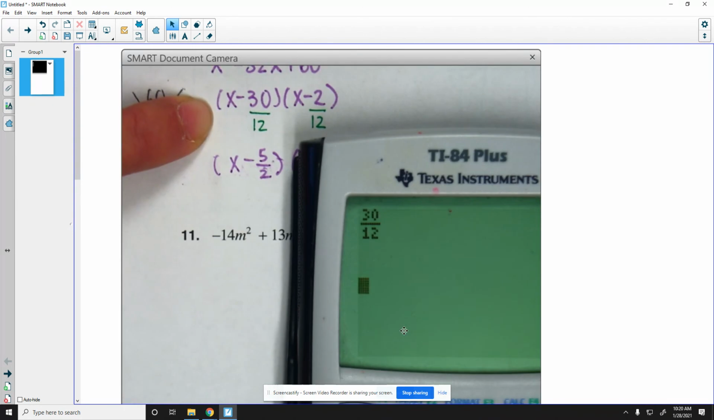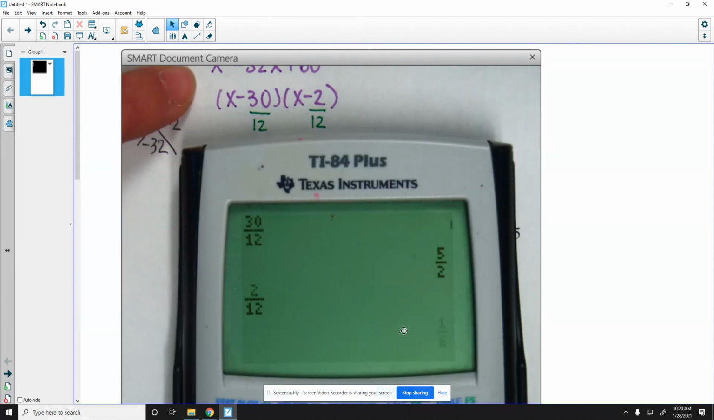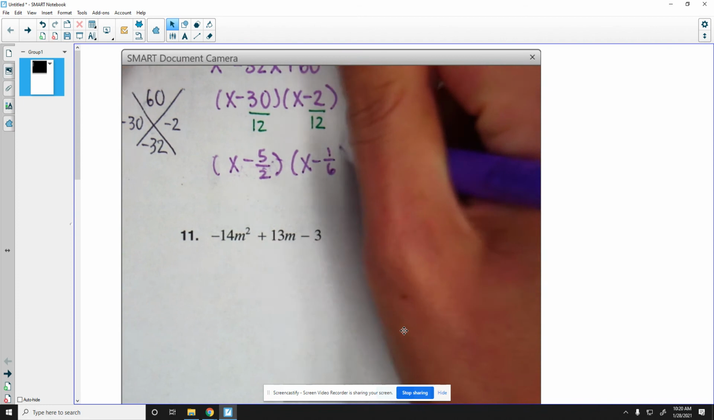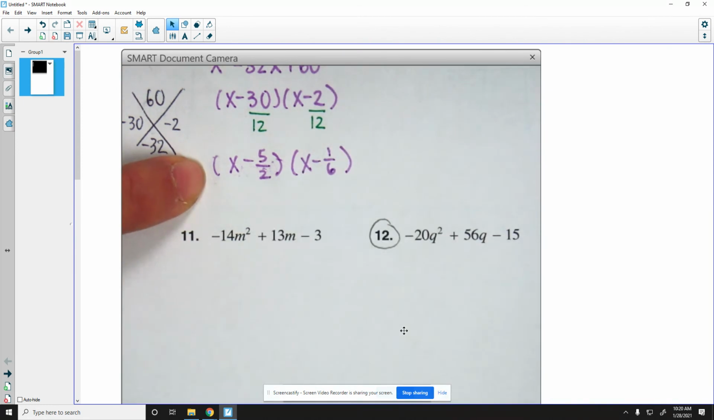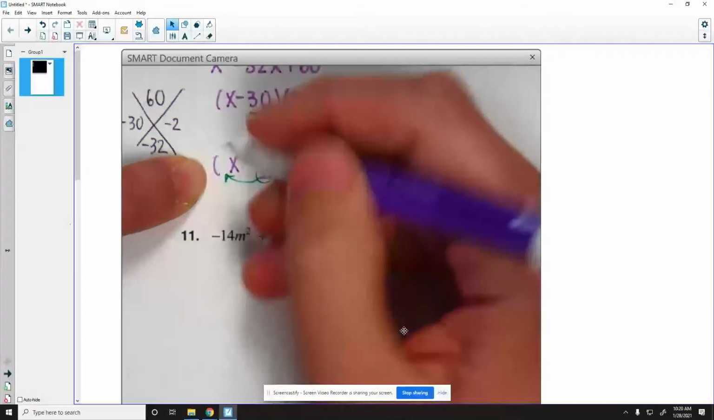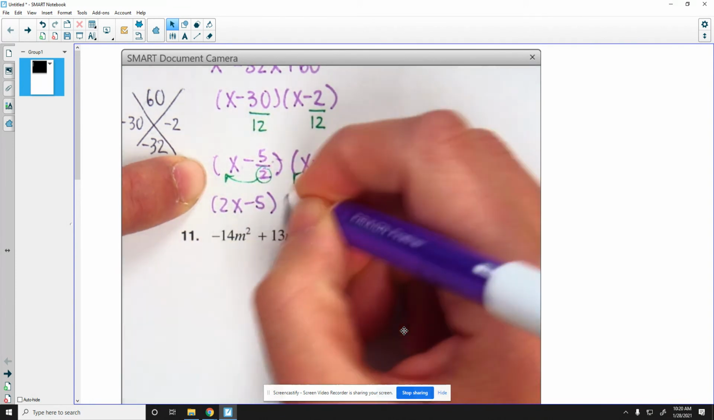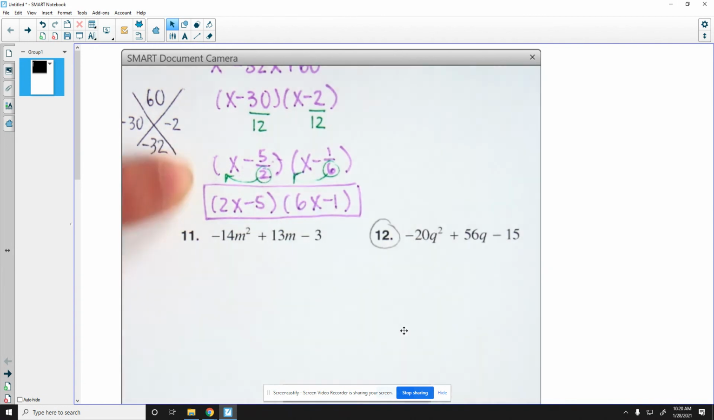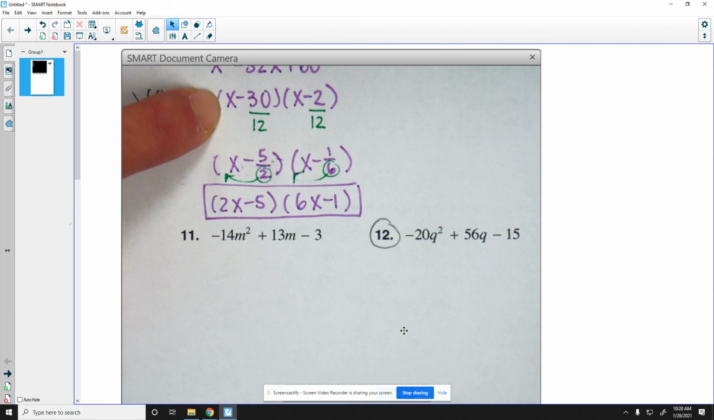And a good hint is that they're all even numbers. So it's 1/6. So x minus 1/6. Okay, now I can rewrite it. The bottom goes to the front, the bottom goes to the front. So 2x minus 5, 6x minus 1. That is my answer. If I had written 12x minus 30 and 12x minus 2, that would definitely be the wrong answer. When I multiply it out, I would not get my original problem.